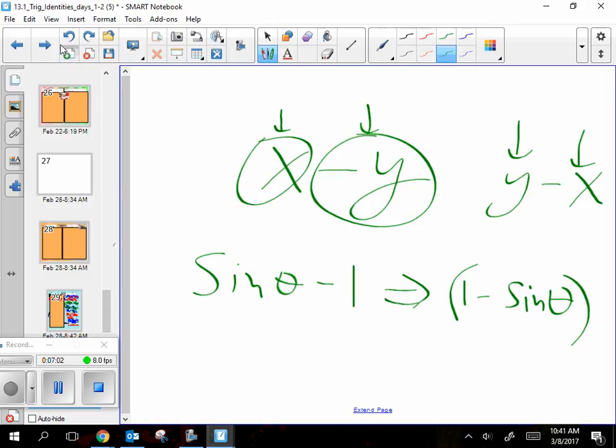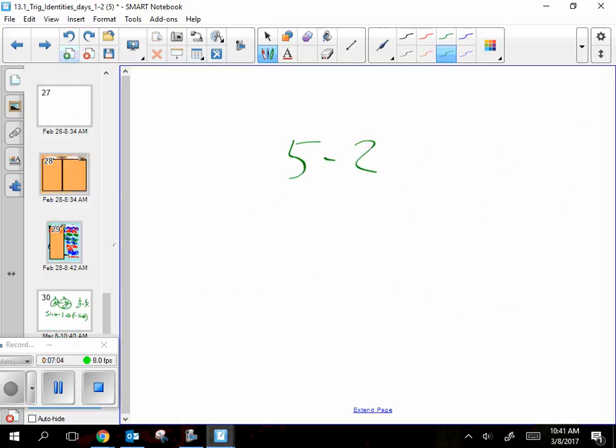Let me show you the simplest of them all. 5 minus 2. What is that, by the way? It's 3. What if I want the opposite of that? 2 minus 5. 5 minus 2 gives you 3. 2 minus 5 gives you negative 3. All right, so it's important to understand opposites are something that's multiplied by negative 1.